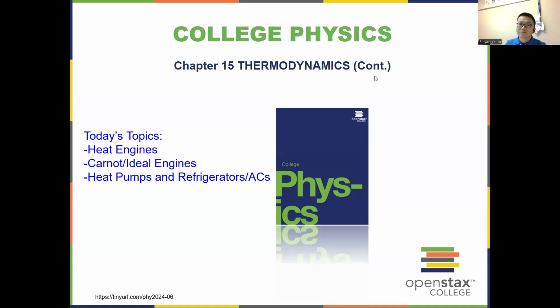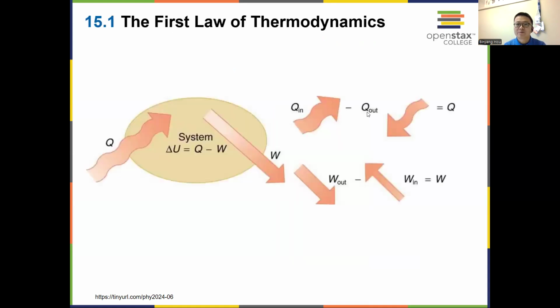Okay, so let's get started with a quick review of what we learned last time, because the topics last time and today's are closely related. So last time we talked about the first law of thermodynamics, which is basically conservation of energy. So the internal energy change of the system, delta U, comes in two forms: heat added into the system and the work done by the system. So delta U equals Q minus W.